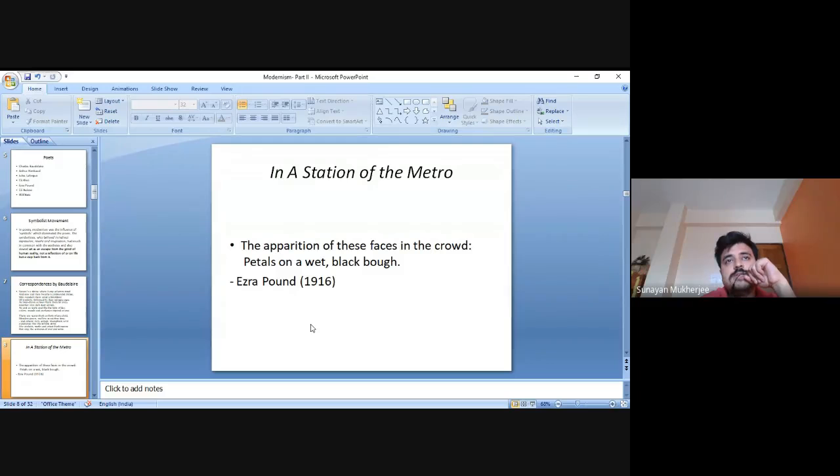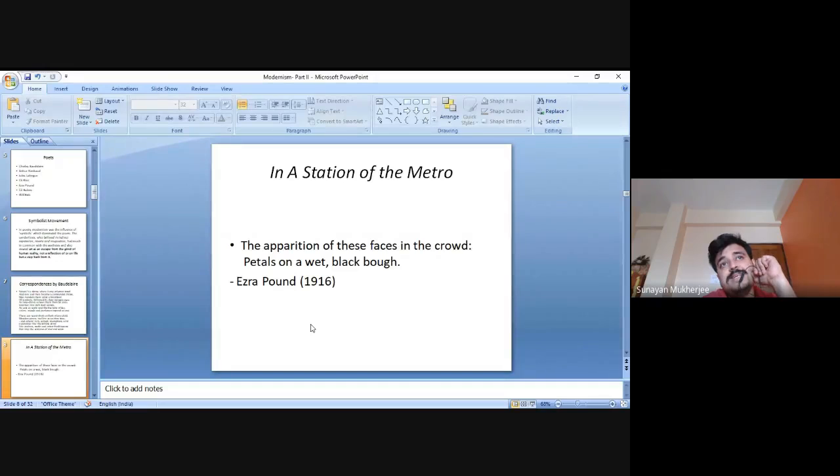What can be the essential meaning of these two lines? This is what symbolism is all about. Petals on a wet black bough. There can be 1,000 interpretations of these two lines. We don't know. And the interesting part is all of these interpretations can be hailed as a new interpretation of the poem. That is the beauty of this modernist fiction. That is the beauty of modernism.